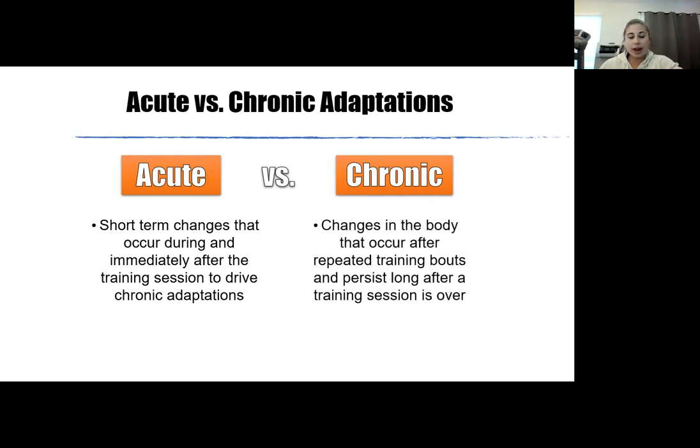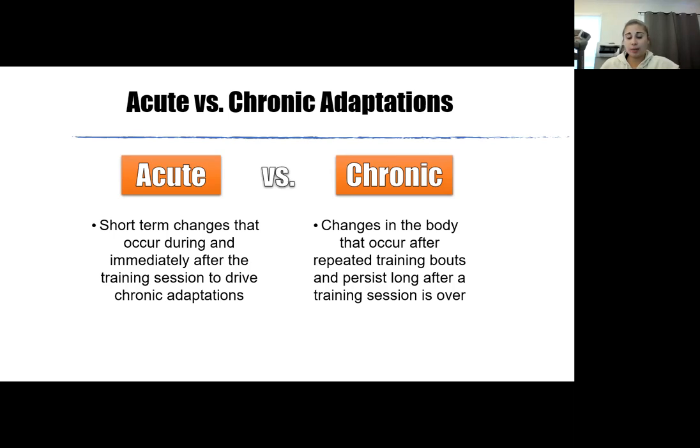And then on the other hand, chronic adaptations are changes that occur after a long period of time. And this is repeated training bouts. And this will last long after your session is over. So this is, again, your long-term adaptations that happen. So understanding that you can't just train two times and expect all these adaptations to happen. It does take time. It does take a period of time.